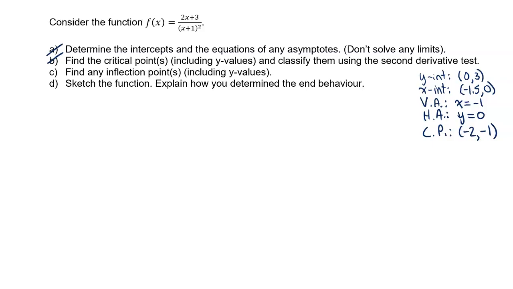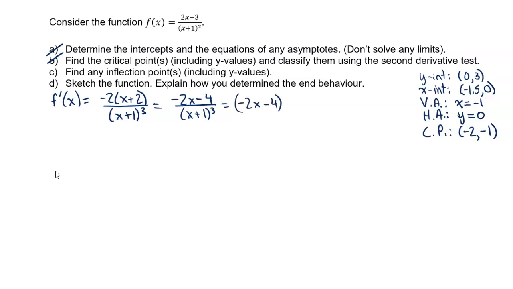So now that we've done part A and B, we want to find any inflection point or points. In order to do that, we need to take the second derivative. Remember the first derivative we had was -2 times x plus 2 all over x plus 1 all cubed. Some people think, well, I've got 3 pieces to this. Maybe just to keep things simpler, we could multiply the -2 in. So I'm going to have -2x minus 4 all over x plus 1 cubed. But I could also write that as -2x minus 4 times x plus 1 to the -3.